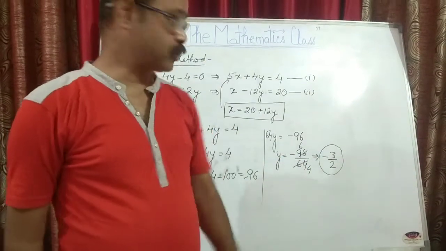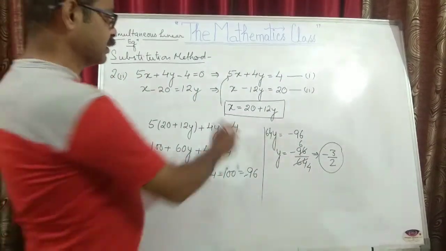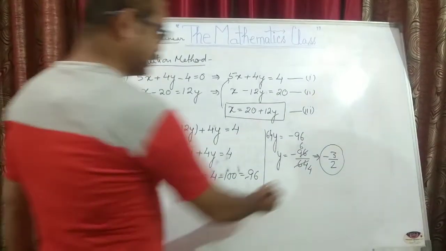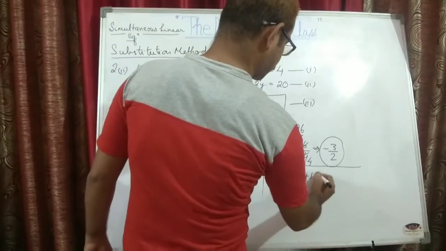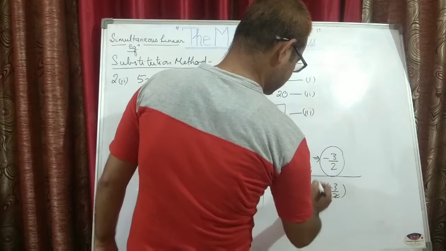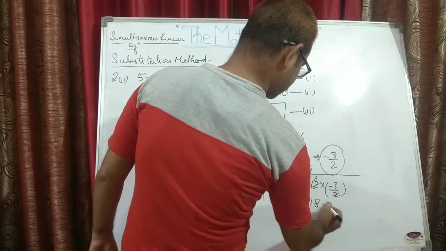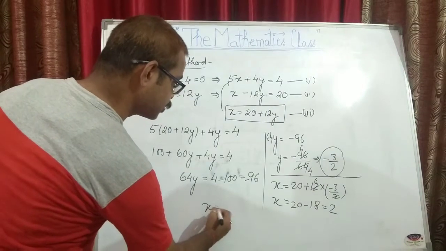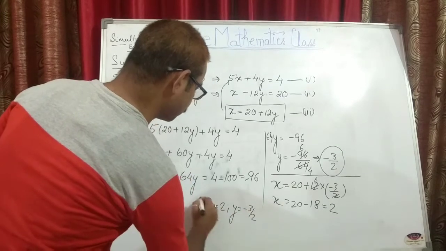Now we need to find the value of x also. This value of y needs to be substituted in equation number, let's say this was 3. In equation number 3, what will we get? We will get x is equal to 20 plus 12 into y, which was minus 3 upon 2. 2 6s are 12, 6 3s are 18. So 20 minus 18 is equal to 2. x is equal to 2. So the final answer is x is equal to 2 and y is equal to minus 3 upon 2.